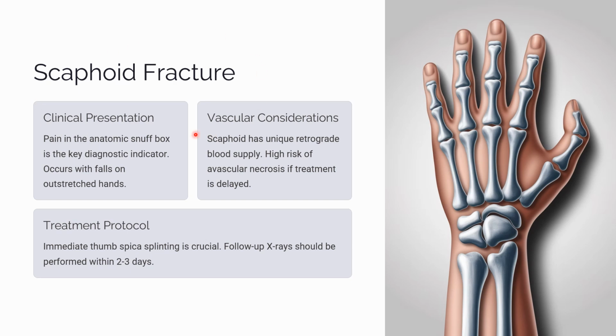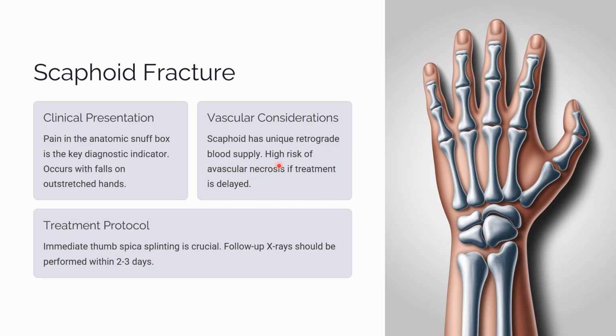The other condition is the scaphoid fracture. What we need to know about a scaphoid fracture is that the scaphoid bone, which is a carpal bone, is present in the anatomical snuff box. So when there is pain in the anatomical snuff box, it is very obvious that the scaphoid is fractured. It occurs with a fall on an outstretched hand. What we need to know about the scaphoid is that it has a unique retrograde blood supply.